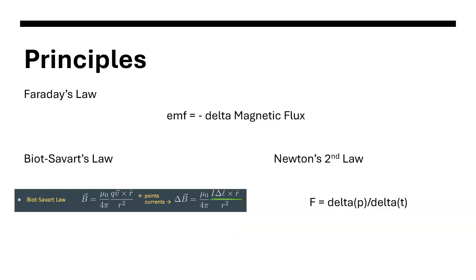We used the following principles. We used Faraday's law, which basically says that a change in magnetic flux is equal to an induced voltage. We also used Biot-Savart's law, which says that a steady current creates a magnetic field. And we also used Newton's second law, that change in momentum over change in time is equal to net force.